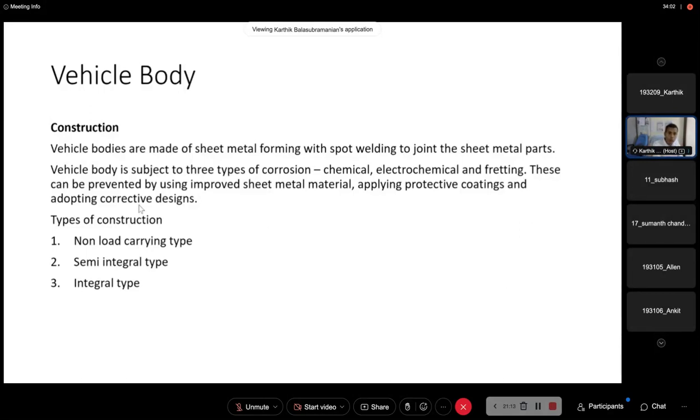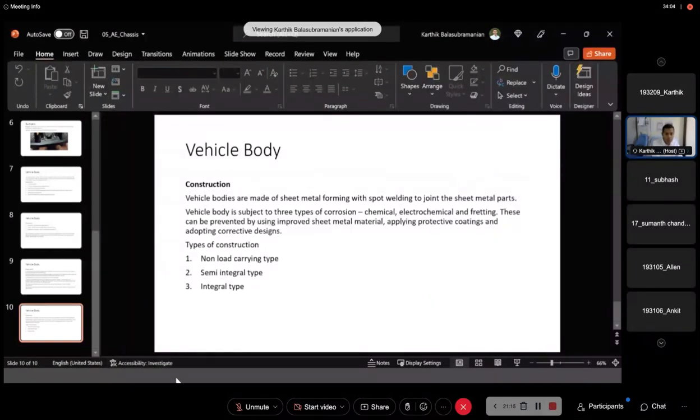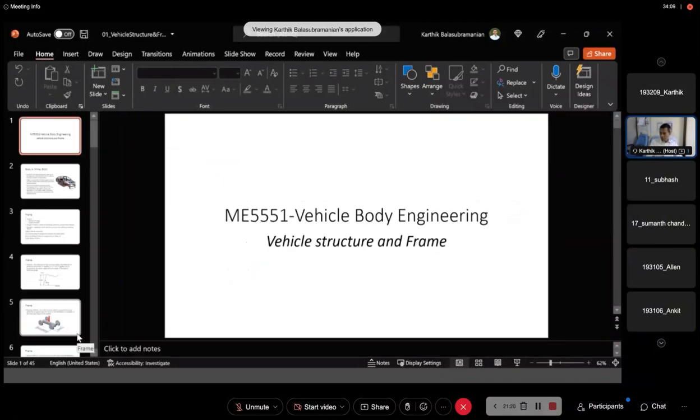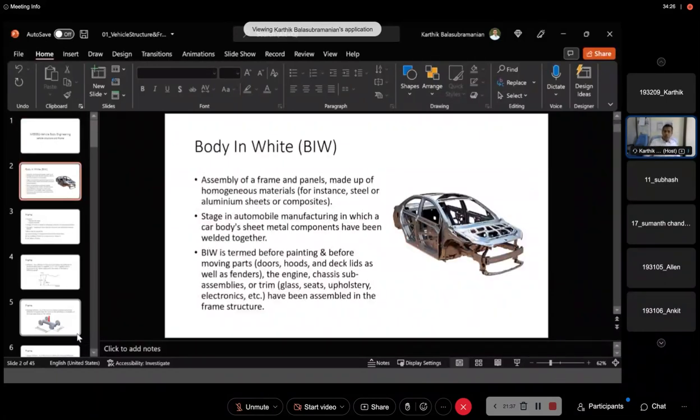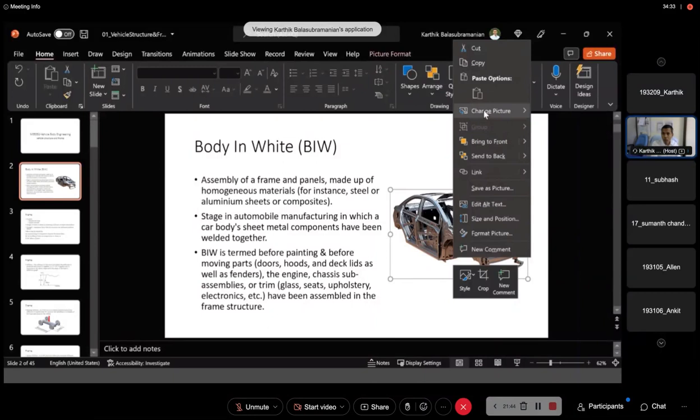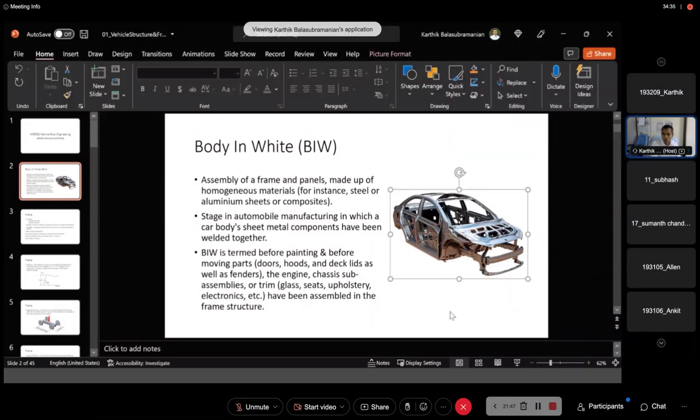So I would like to show you some, yeah. Are you guys able to see my screen now? This is ME 5551 Vehicle Body Engineering. Yes, sir. This is a master's level course that I teach for MTech Automobile Engineering, but I thought some of this may be useful for you. You see what you're seeing on the screen now, right? Are you able to see this? Yes, sir.